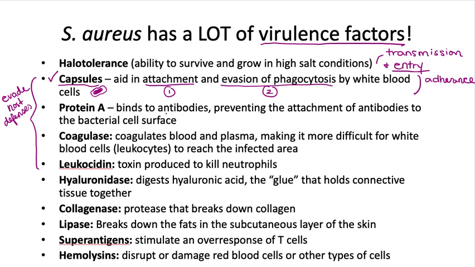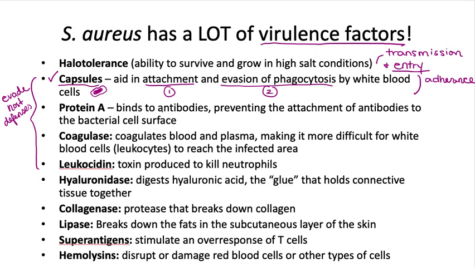Capsules prevent opsonization by white blood cells, and that process is required for the white blood cell or the phagocyte to attach to the bacterium before phagocytosis. And so the simple way to put it is that capsules help bacteria escape or evade phagocytosis by white blood cells. Protein A is similar in its function.